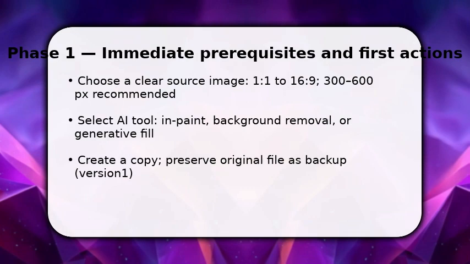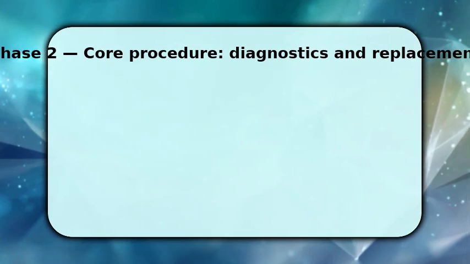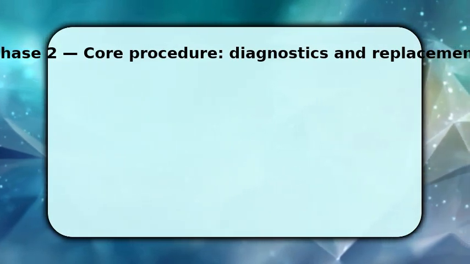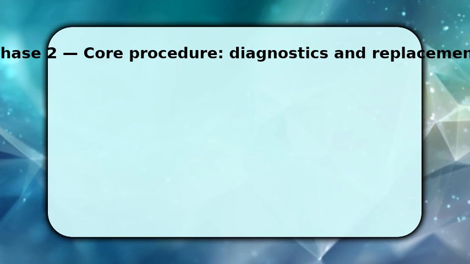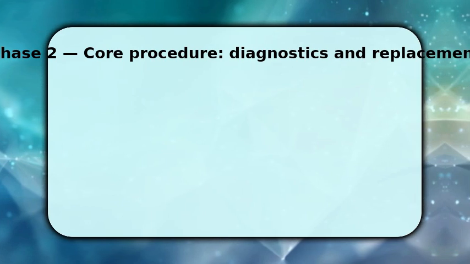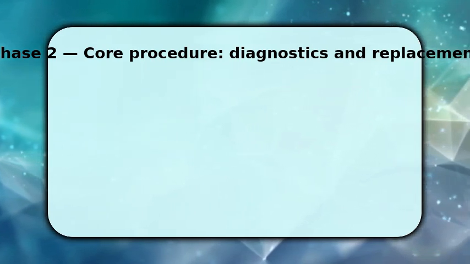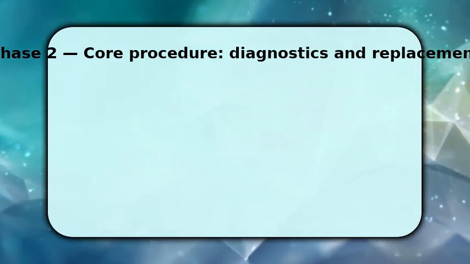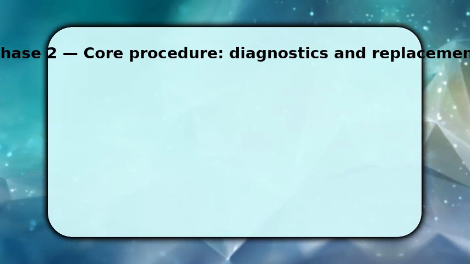Now you refine control by editing prompts and mask settings. Tell the AI exactly what you want. Describe lighting, color temperature, and compositional tweaks, because precision yields fewer unwanted artifacts. Reduce generation strength when you want subtle changes, or increase it for dramatic edits.